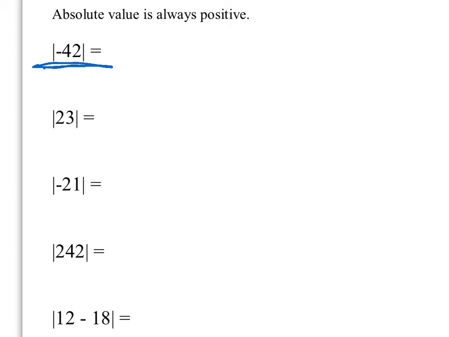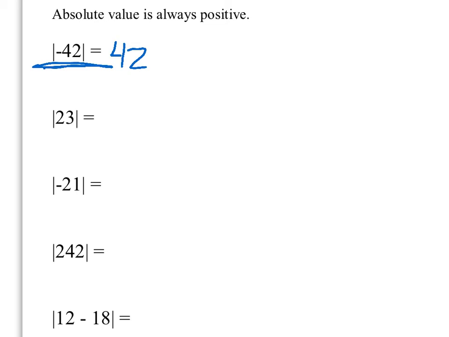Kevin? Saying that 42 is 0. 42 is how many spaces? The point is 42 spaces away from 0. So he's saying this question is asking me how far away this number is from 0, and he is telling me the answer is 42. Right on.